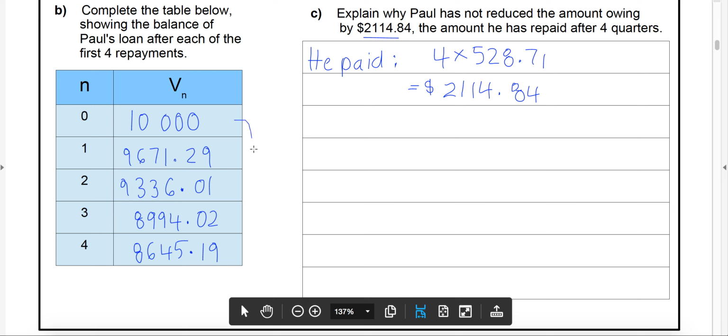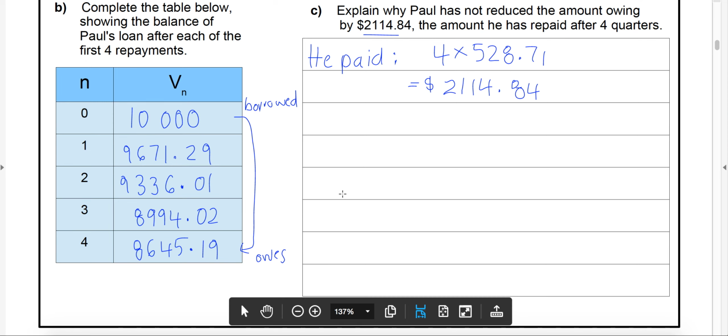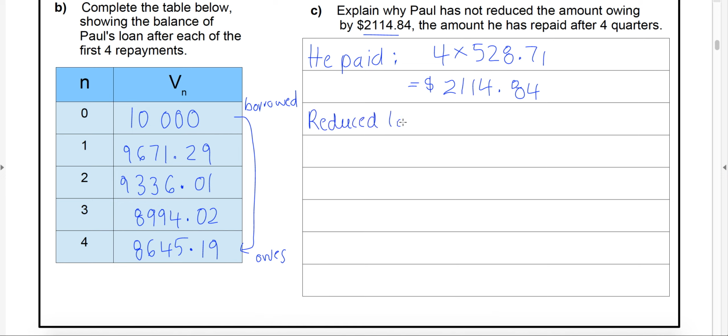Keep in mind that he borrowed the $10,000. He borrowed this, and after 4 quarters, he owes this down here. I want to have a look at how much he has paid off the loan. So how much, really, between 10,000 and 8645. So he's reduced the loan by 10,000 minus 8645.19. And that gives us 1354.81. So there's a discrepancy here. He's paid them back $2,114, but he's only reduced the loan by 1354. And we want to explain why there is that big difference.